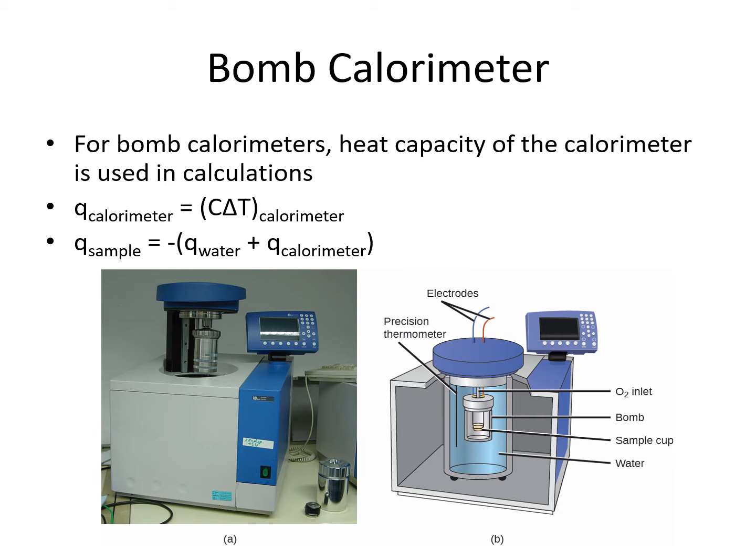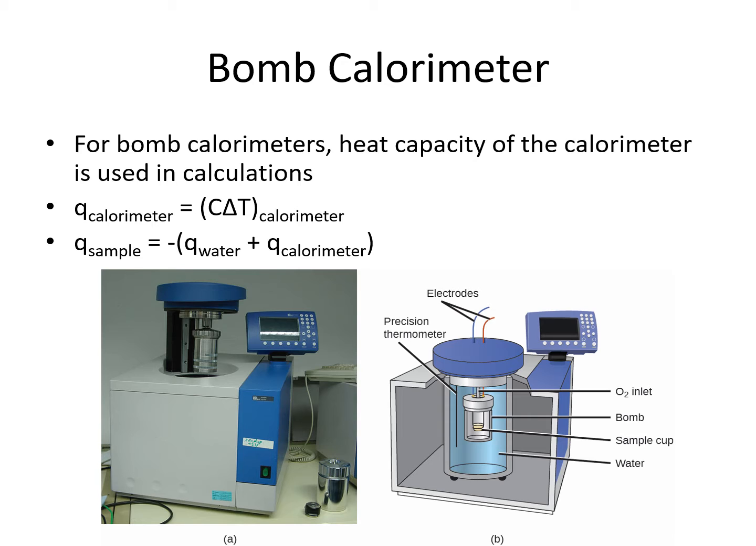Another type of calorimeter is a bomb calorimeter. With these types of calorimeters, the heat capacity of the calorimeter will be used in our calculations. We're going to use some equations that we've already seen in slightly different ways. We'll use a rearrangement of the heat capacity equation. Remember, heat capacity is Q over delta T.